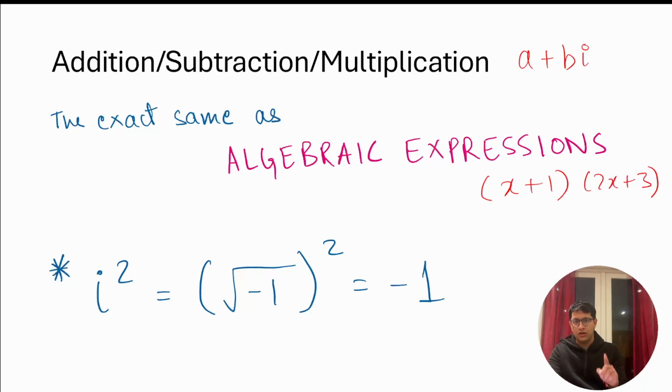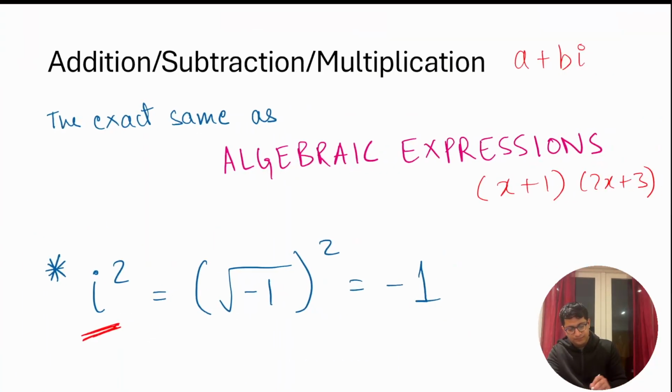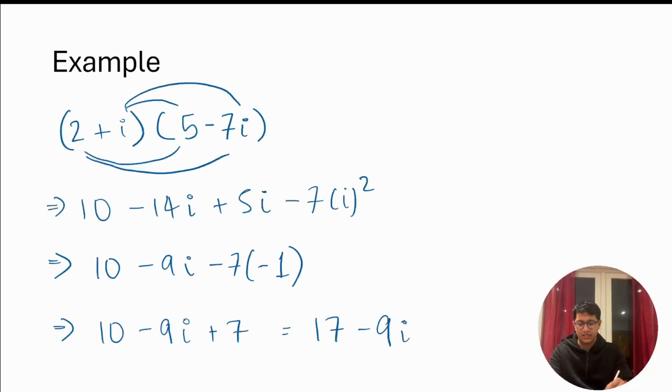The only thing you need to look out for is when you multiply i with itself, you're actually doing the square root of minus 1 squared, so it turns into minus 1. Apologies, i squared is minus 1. This is an identity that you must keep in mind. Let's look at an example of this.